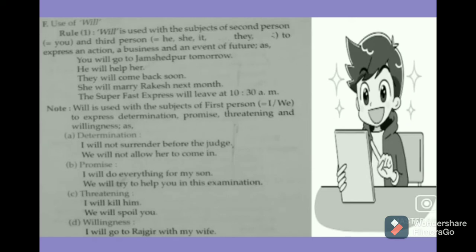Okay. Will is used with the subjects of first person also. Children, will is used with the subjects of first person I and we to express determination, promise, threatening and willingness. You may see the examples. Determination, first one, the sentences which are showing determination. I will not surrender before the judge. We will not allow her to come in.